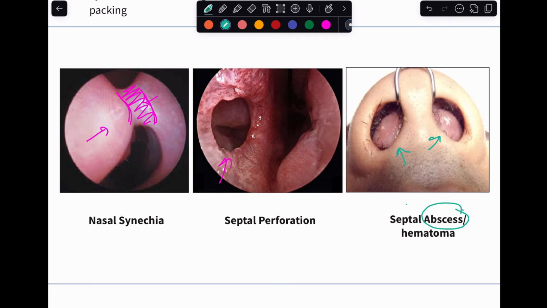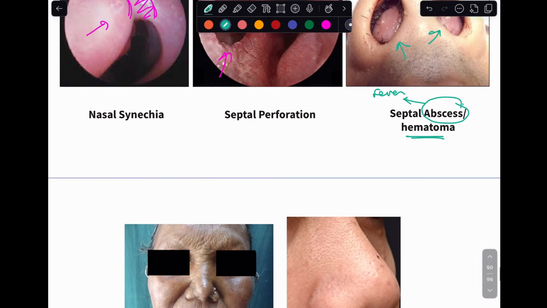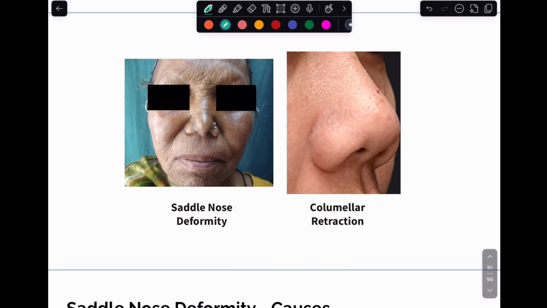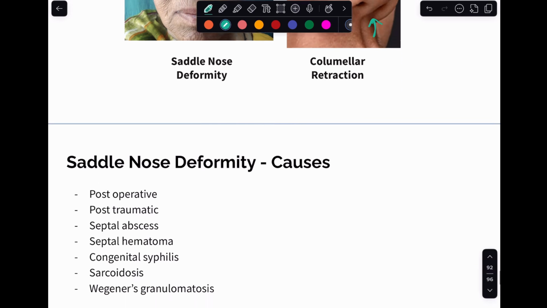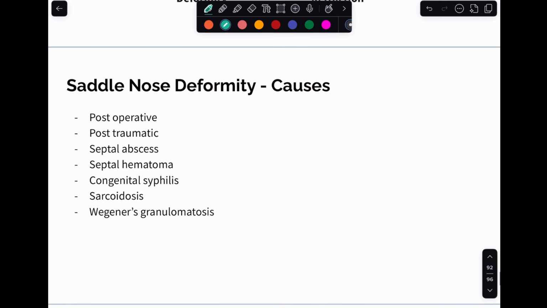In a case of septal abscess, you will get fever and other systemic signs of infection, whereas in hematoma, you will not have any fever. Next, this is what a saddle nose deformity looks like. So I told you, if the dorsal strut gets removed, if there was not enough support at this portion of the nose, then this can sink downwards, and this is what a saddle nose deformity will look like. And if the caudal strut was not enough, then it can lead to columellar retraction. These are all the complications of septoplasty.